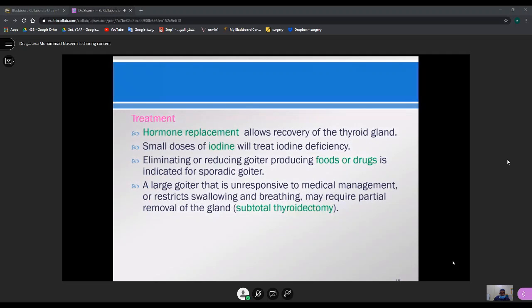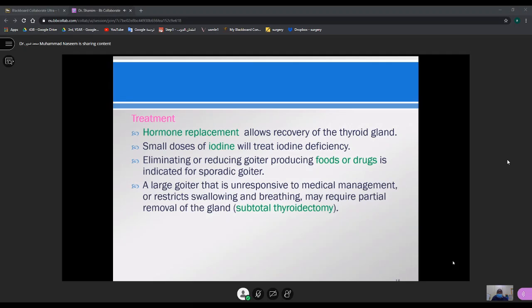Treatment. This is just a brief highlight of the treatment. We are not going to tell you the detail of treatment in grade 4. When you come to grade 6, we will give you the treatment in more detail. Hormone replacement allows recovery of the thyroid gland, but this is applicable only in the diffuse stage. In the diffuse stage, if we replace the hormone, the goiter will regress. But once the nodular stage has formed, it cannot regress.